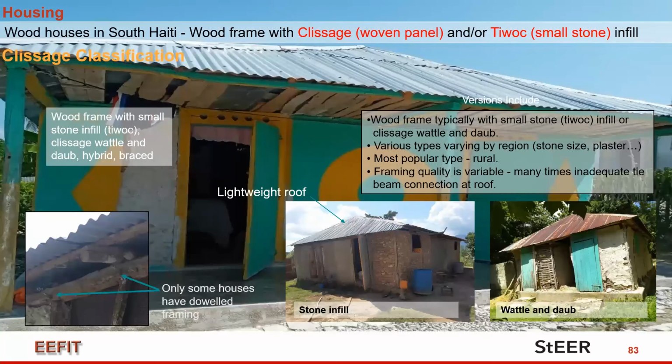Next, please. Clissage classification is the most popular in rural southern Haiti. It's a wood frame typically with small stone infill or clissage wattle and daub. There are various types varying by stone size, thickness of the plaster, framing quality, or post type.